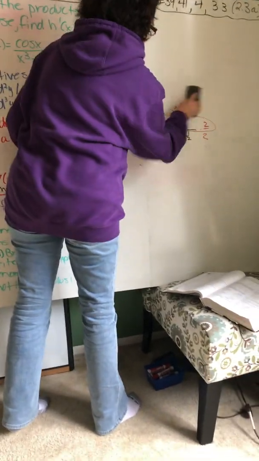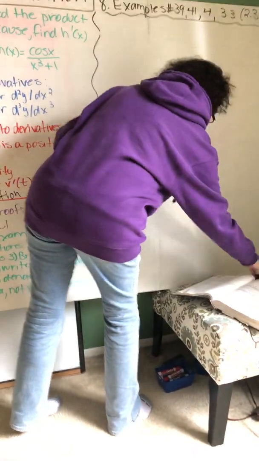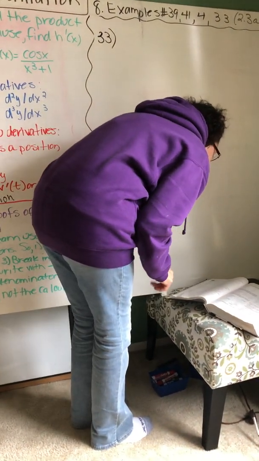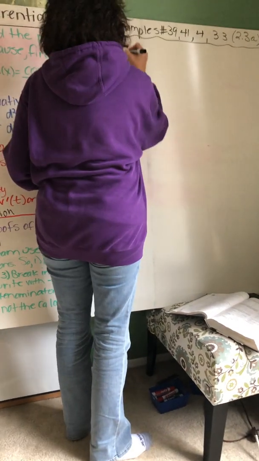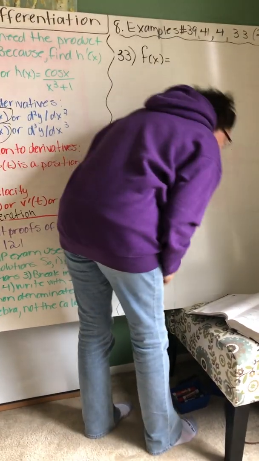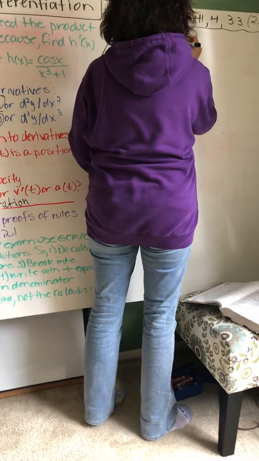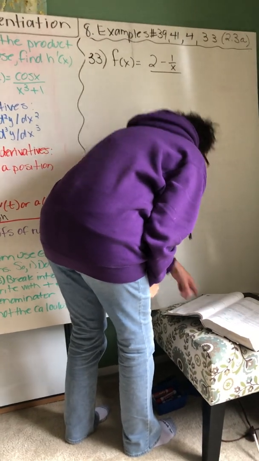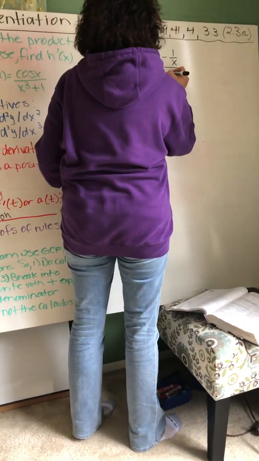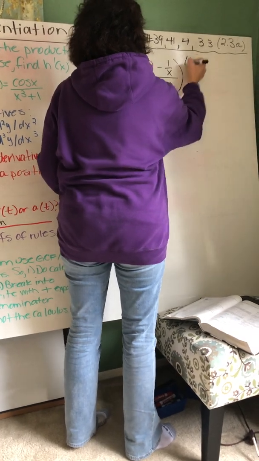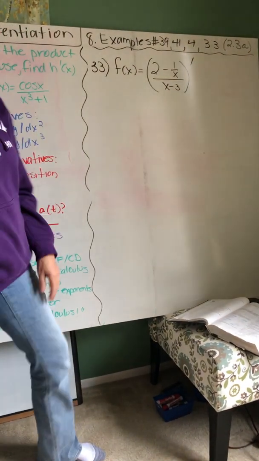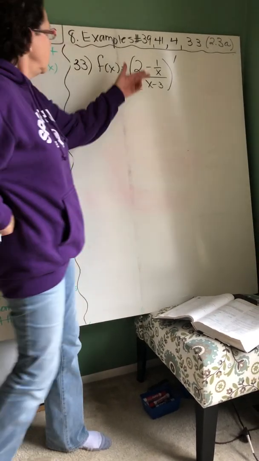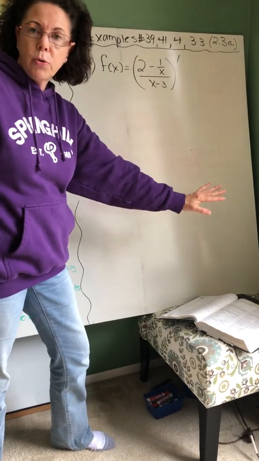Let's see why I thought that one was important to show you. Number 33. All right, let's take a look. 33, oh yeah, f of x is 2 minus 1 over x, divided by x minus 3. And they are asking for the derivative here. I just want you to know in this one, you can use the quotient rule, of course, right? F, G, run through the quotient rule.